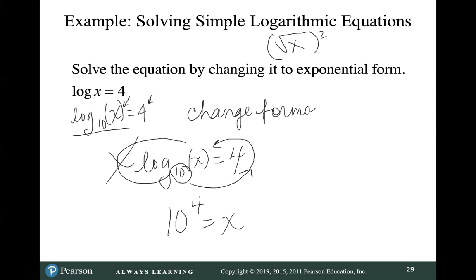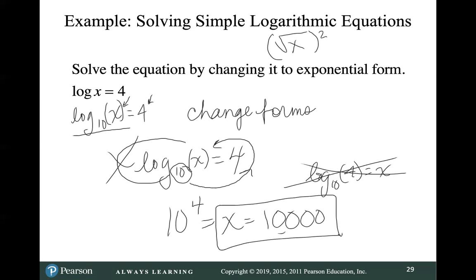Now, how do I know to write that as an exponent and not to write it as log base 10 of 4 equals x? Well, this was already a logarithm, so I'm not converting it into another logarithm. I'm changing form. If it was a logarithm, now it will be exponential. If it was exponential, now it will be logarithmic. Now 10 to the 4th we know is 1 with 4 zeros after it, so x must be 10,000. Okay, so in this case, we didn't need a calculator to solve this. All we had to do was change forms from logarithms to exponential functions.